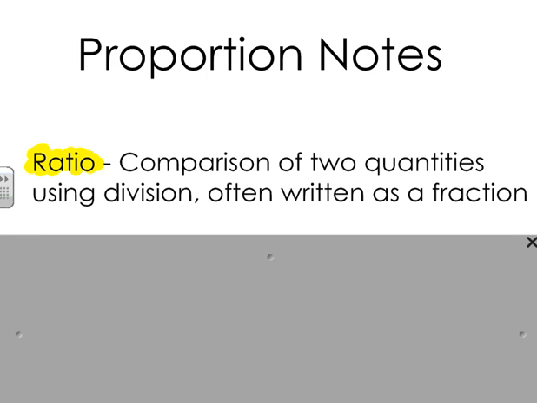These are notes on proportion, so you need to put proportion notes as the title of your paper today. We're going to start off with a few definitions. The first one we have seen before, and it is the word ratio. A ratio is a comparison of two quantities, and it uses division. Sometimes we will see ratios written as fractions, and that's the type of ratio we're going to focus on today.